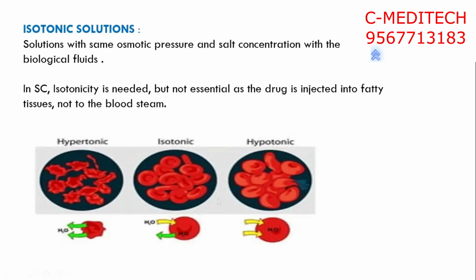In SC, isotonicity is needed, but not essential, as the drug is injected into fatty tissues, not into the bloodstream. Here there is a spelling mistake. In the SC or subcutaneous route, isotonicity is needed but it is not essential, because we are directly injecting the drug into fatty tissues, not into the bloodstream. If we inject a non-isotonic solution into the bloodstream, that will cause some problems.